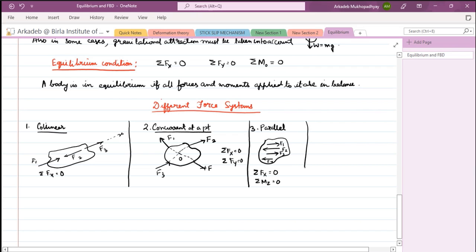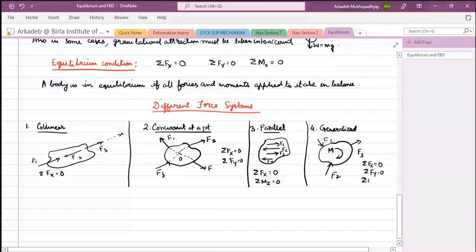And the most generalized case, you have a body like this. You can have forces F1, F2, F3, and say you have some moment externally acting on it. So in this case, summation Fx equal to 0, summation Fy equal to 0, and summation Mz equal to 0. So this will be your equilibrium condition.